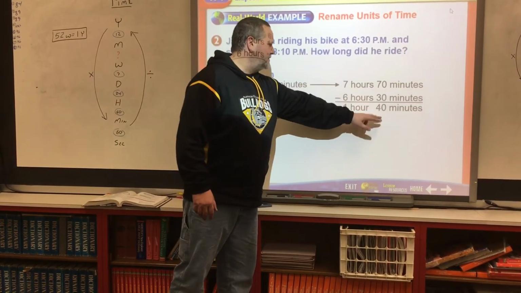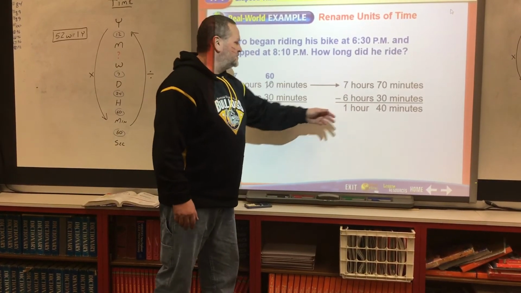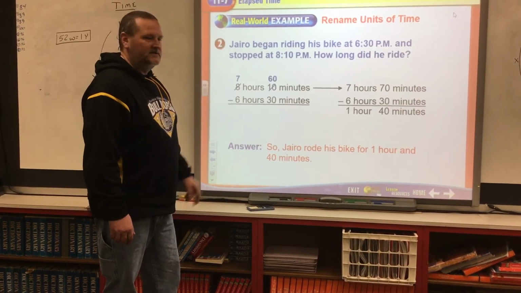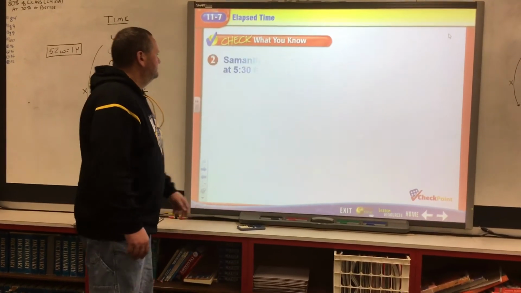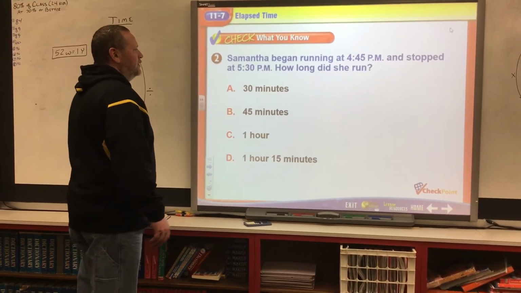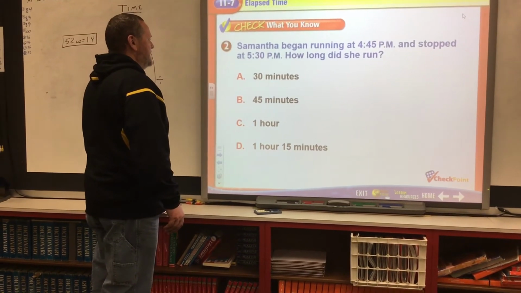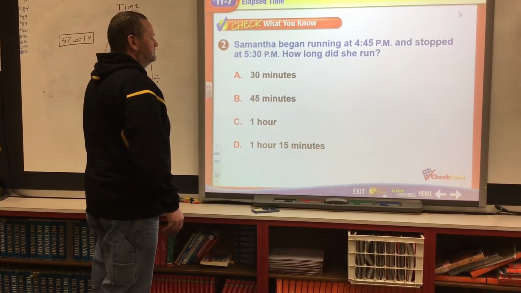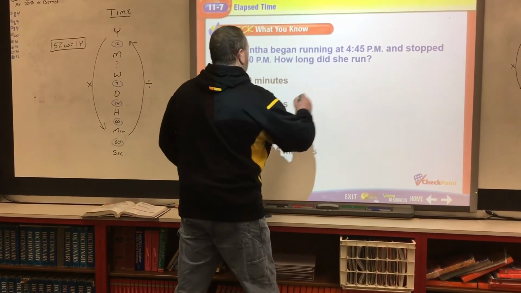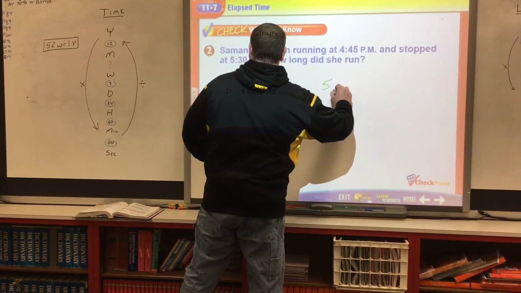70 minus 30 is 40. 7 minus 6 is 1. So our elapsed time is 1 hour and 40 minutes. Samantha began running at 4:45 p.m. and stopped at 5:30. So again, we would have to borrow. We'll write these as two separate.